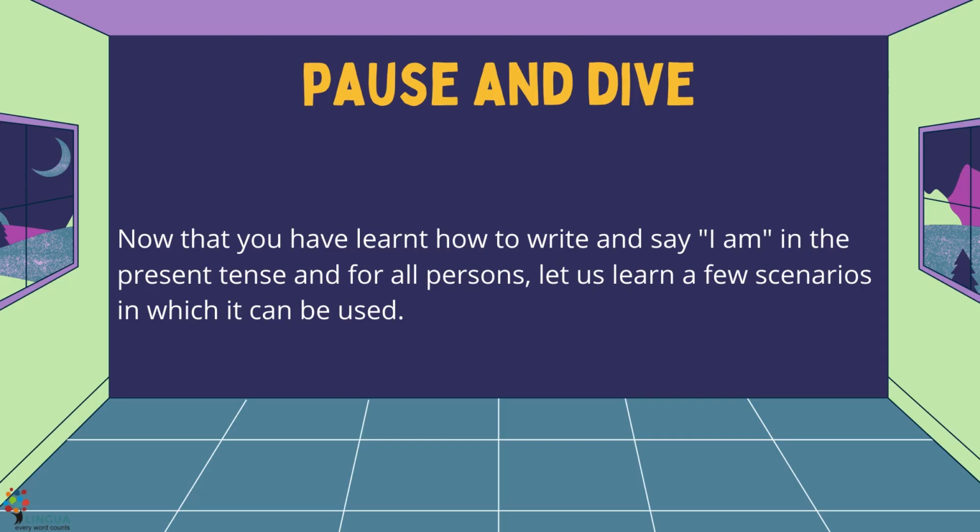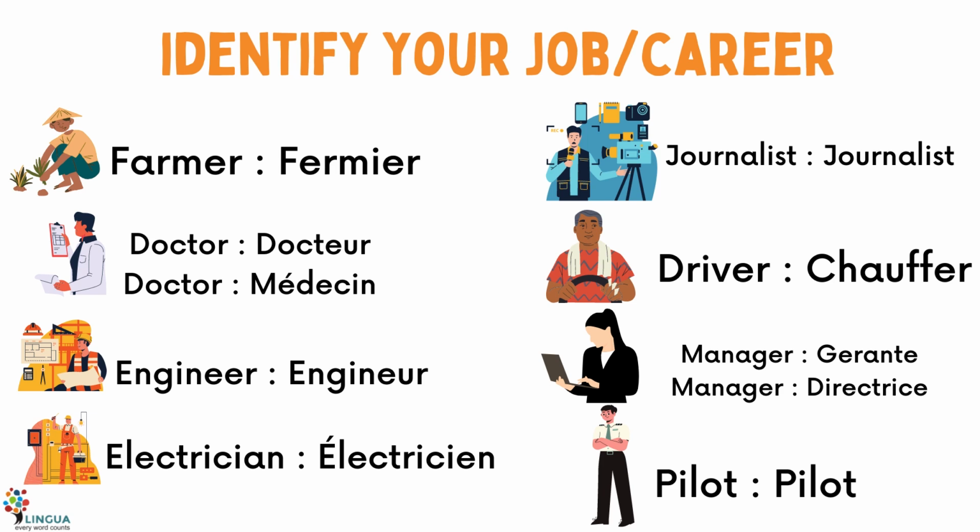And with all that, let's start making little sentences with it. But we first need to identify some scenarios in which this can be used. One of which is, for example, jobs and careers. So a farmer is fermier, doctor is docteur or médecin, engineer is ingénieur, electrician is électricien. There's also a female version of it, which is électricienne. There's an E after the N.